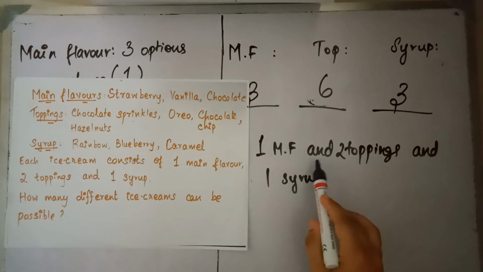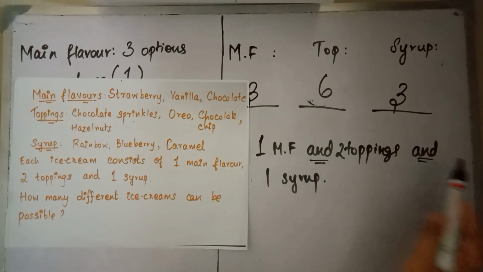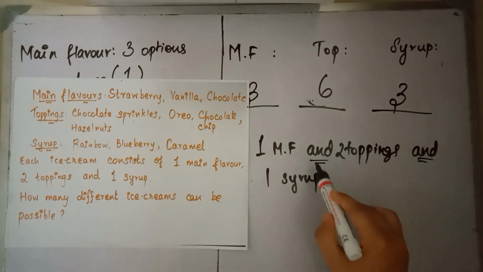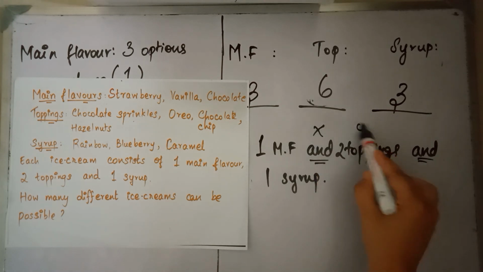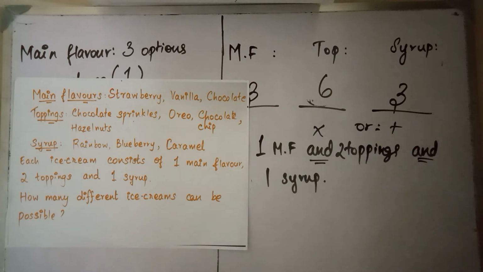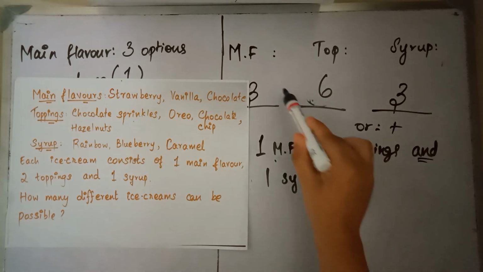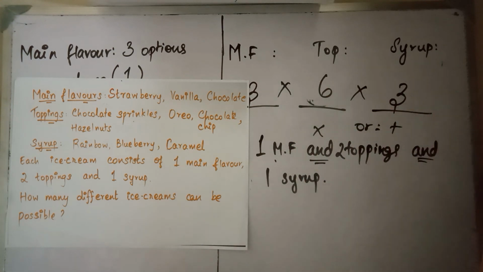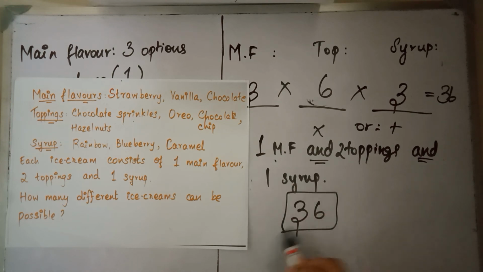So it's not or. The reason why I'm writing this down is because we know that in probability, if we have and, it is multiplication, and if it's or, it is addition. So it's not one main flavor or two toppings or one syrup. It's and. So it has to comprise of this and this and this. So what do we have to do? We have to multiply. We multiply 3 into 6 into 3, we get 36. So the number of different ice creams that are possible is 36 different.